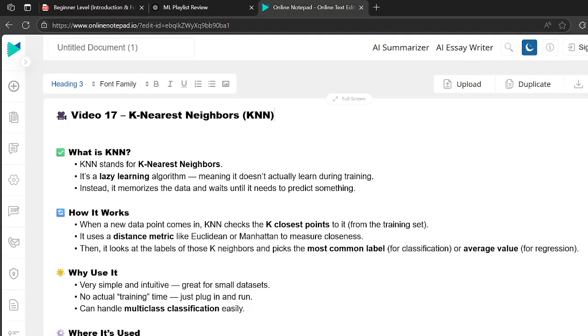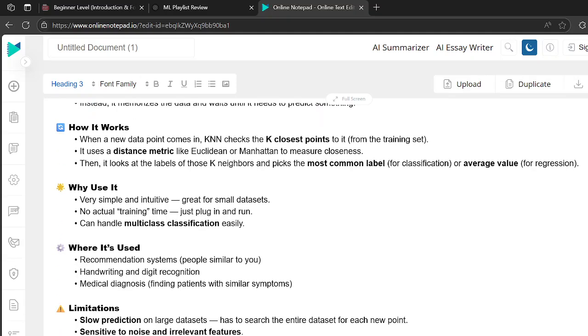Then after that, it looks at the labels of those k neighbors, right? The labeling of these neighbors that were closest, and picks the most common label, right? The one which is most occurring in the closest neighbors, for classification, and average value for regression. So that's how it works.